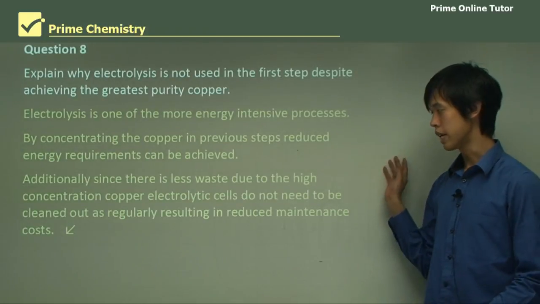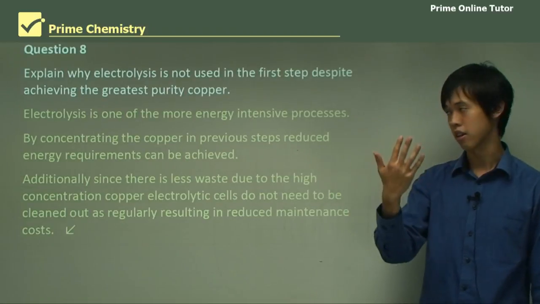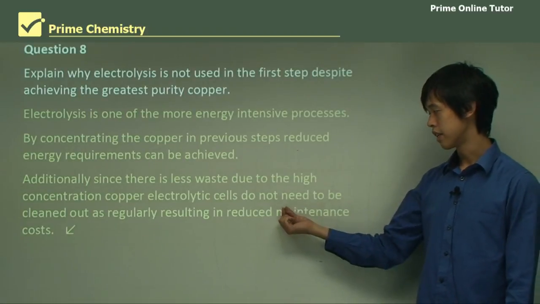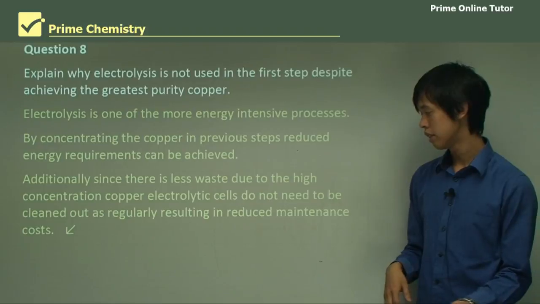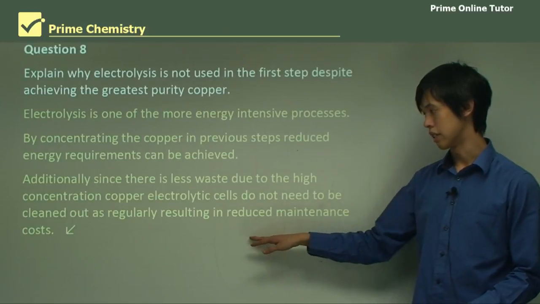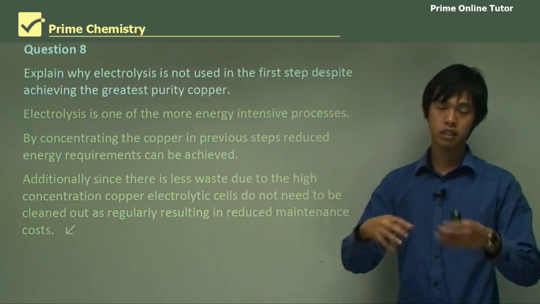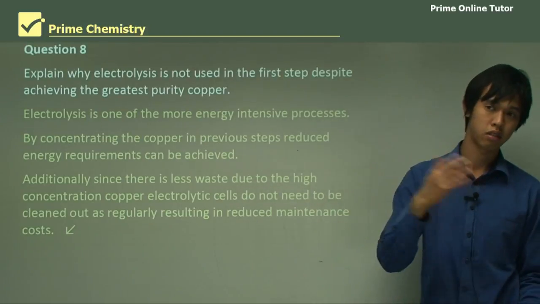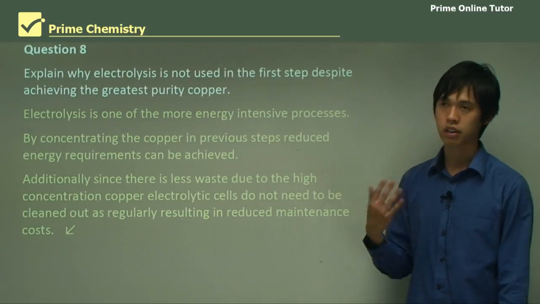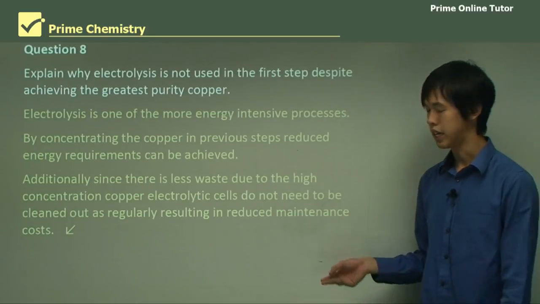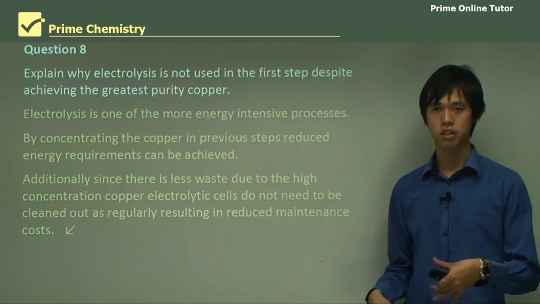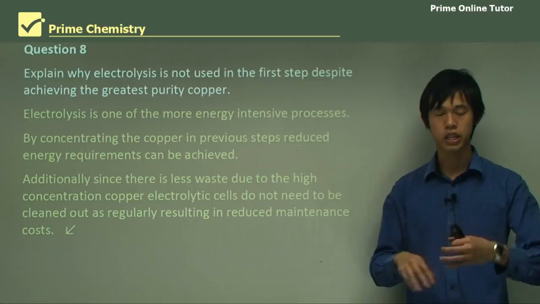Additionally, since there's less waste, because we're concentrating the copper, electrolytic cells do not need to be cleaned out as regularly, resulting in reduced maintenance costs. Okay? So because there's less waste, I don't have to clean out the waste all the time, and so I don't have to maintain it as much. I don't need people to clean it out. I can just have it there working all the time.